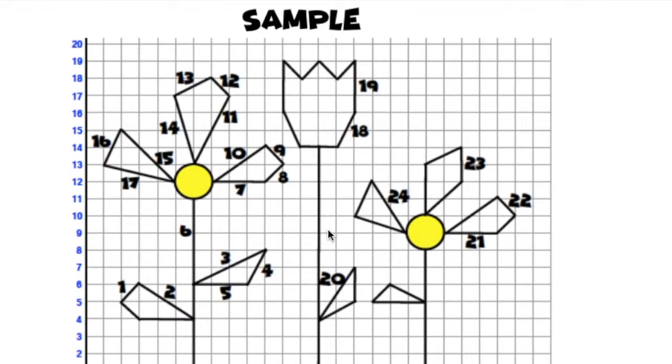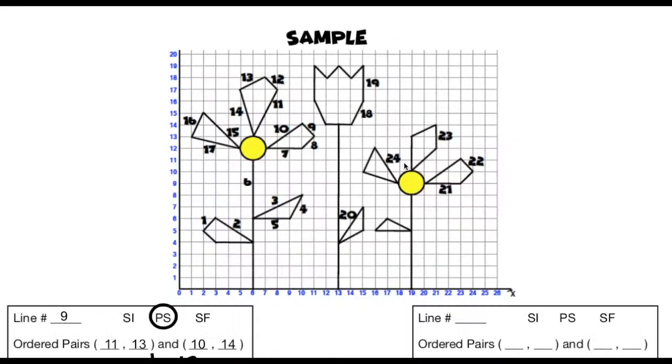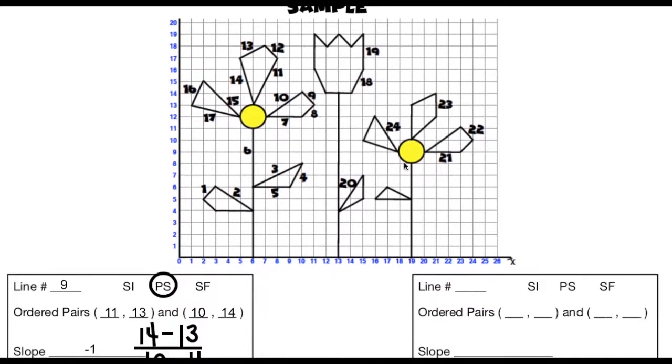Notice on my sample drawing that not all of my lines are labeled. I have a total of 24 lines labeled, which puts me in the A+ range. I also have a variety of vertical, horizontal, and sloped lines, which puts me in the A+ range. I will now walk through how to write equations in different forms, starting with line number 9.